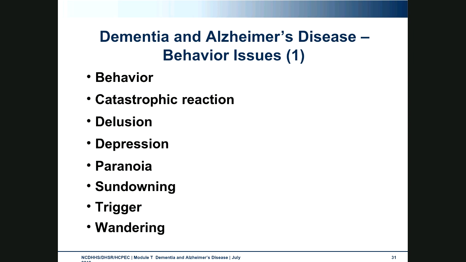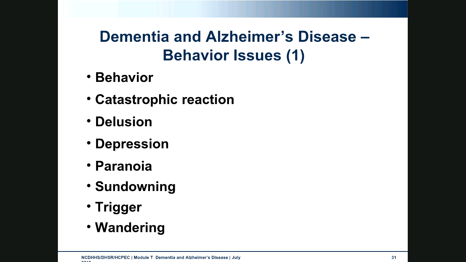Let's move on to slide 31. Dementia and Alzheimer's disease, keywords, behavior. It's how someone acts. All behavior has meaning. Keep that in mind. Everything that somebody does has a meaning behind it, even if we don't necessarily understand what it is. A catastrophic reaction is an extreme response.